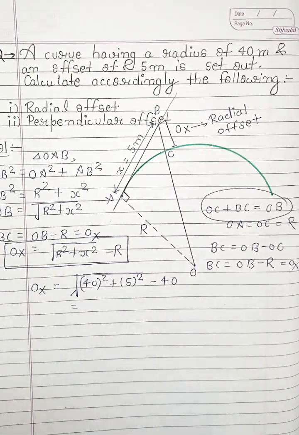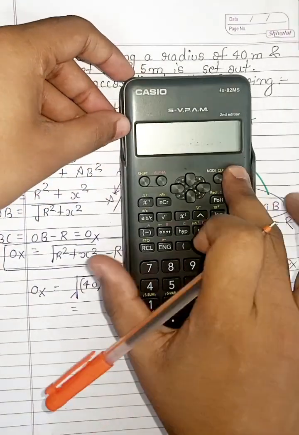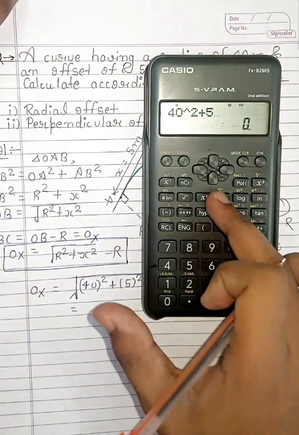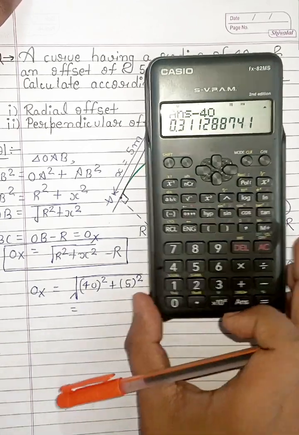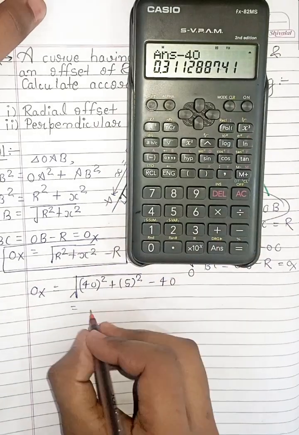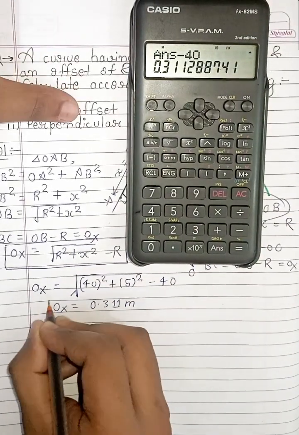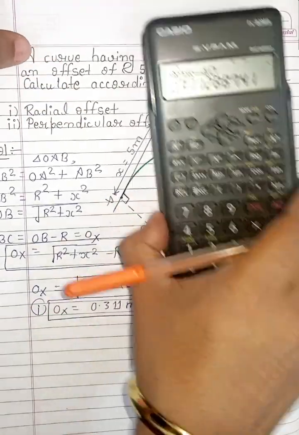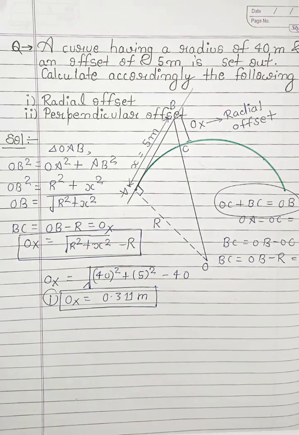Now I'll use my calci. So let's calculate this expression. So it's 40 square plus 5 square, just take under root, minus of 40. It's coming out to be 0.311 meters. So this is the value of the radial offset. So radial offset, first we have derived the result, that is coming out to be OX is equal to 0.311 meters. So we have derived this first one.